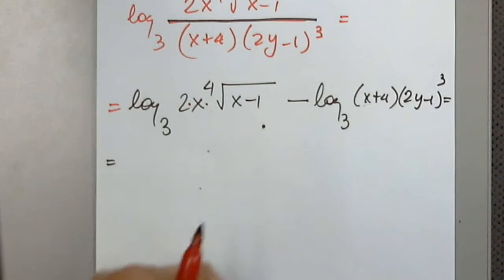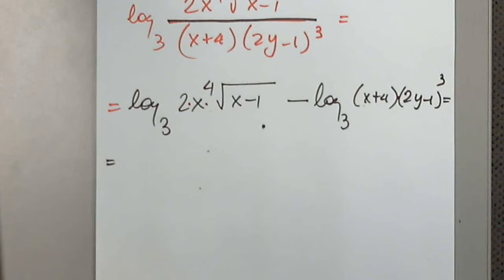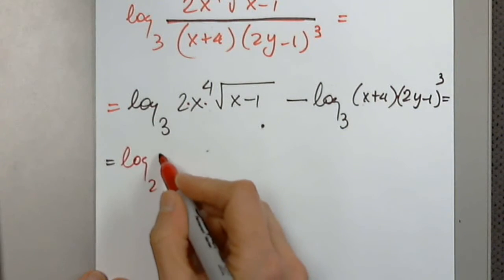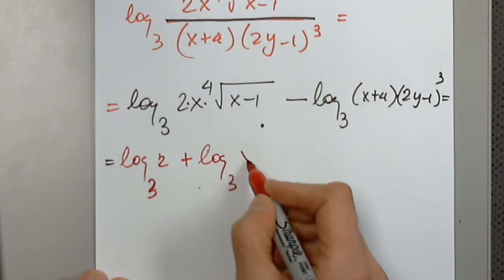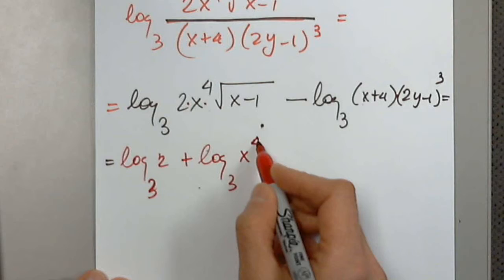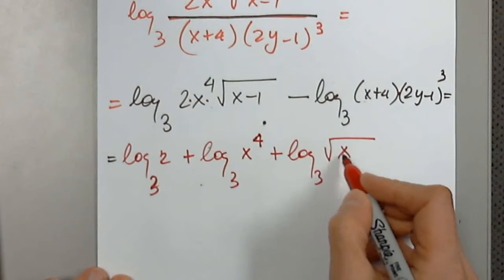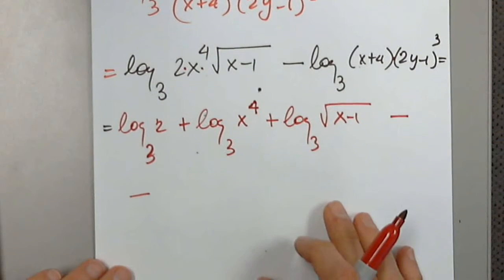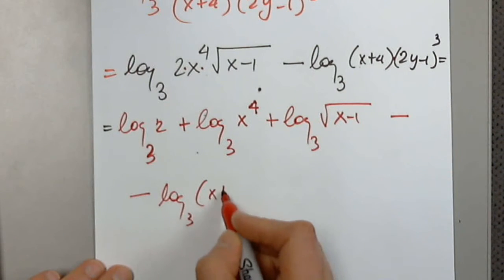I have a product. I'm not at the power. I have not reached the power yet. I have to address the product now. Don't even look at powers yet. That's log base 3 of 2 plus log base 3 of x to the 4th plus log base 3 of square root of x minus 1 minus log base 3 of x plus 4.